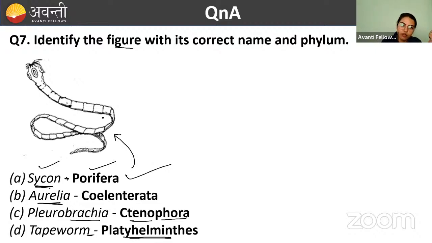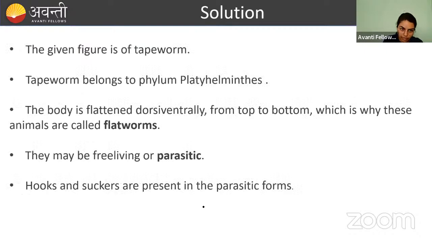Okay, its structure is shown here. And see, you will be seeing the hooks and suckers also here, for attachment and absorption of nutrition. Okay, so this is a tapeworm. Taenia belongs to phylum Platyhelminthes. Here the figure is of a tapeworm. Tapeworm belongs to phylum Platyhelminthes.